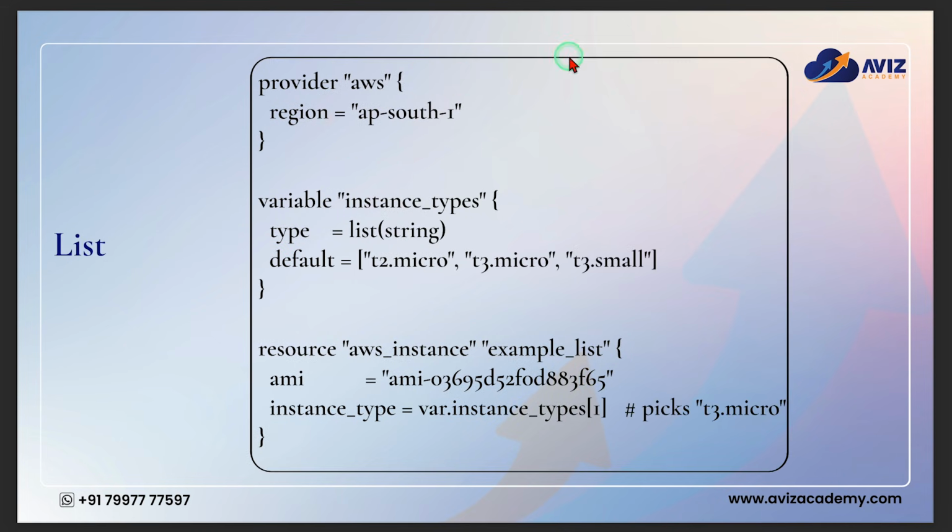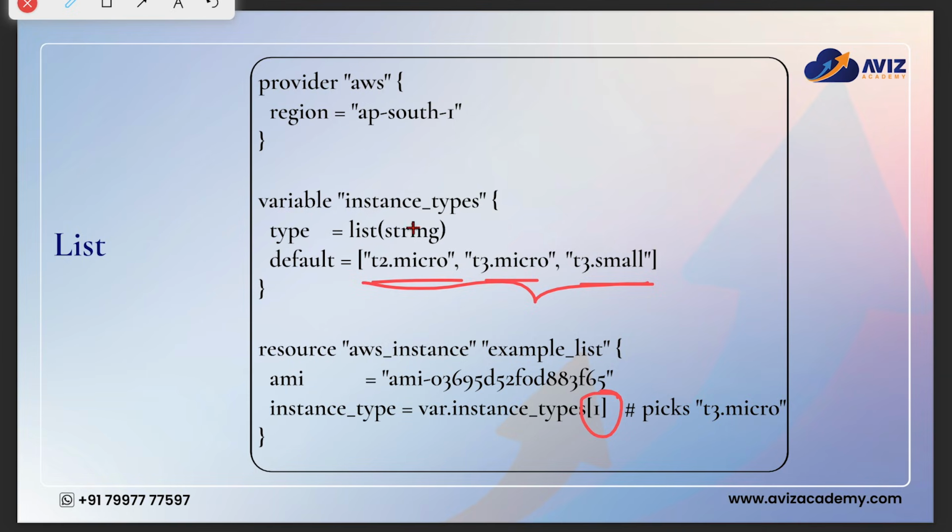This is a string example, and if you observe, this example is for list. I don't want to keep only one EC2 instance type. I want to give a list, and from this list I want to pick. If I am giving only one, that's going to be string. But now what I am doing is, I want to pick T2 micro, or T3 micro, or T3 small. So I want to give a list. In that scenario, how do we define this?